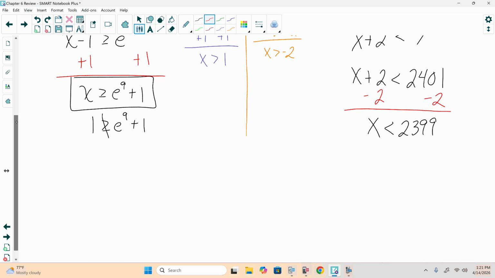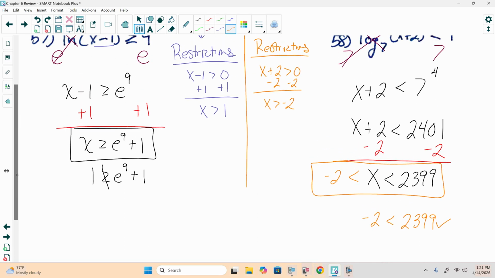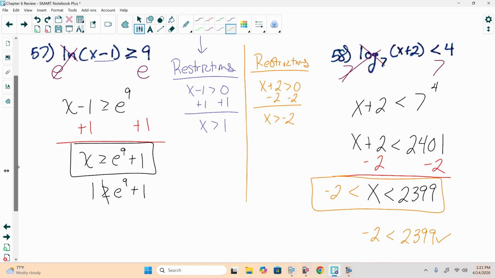Questions on this here? As we did start with the log, we do have restrictions, so let's check them. So what's the value of x we cannot have? Negative 2. Is negative 2 less than 2,399? Yes. Which means we do have to throw that restriction statement on it. It doesn't matter what we checked. As long as we checked a value that is a part of the restriction, that would make x is greater than negative 2 false, we have to remove them. Yep. Questions on 57 or 58?